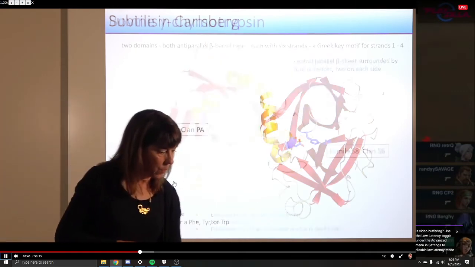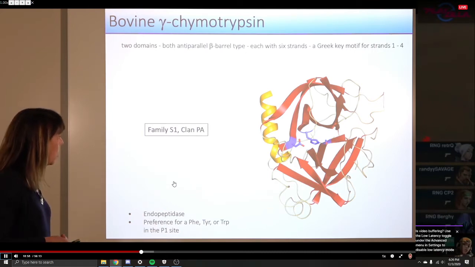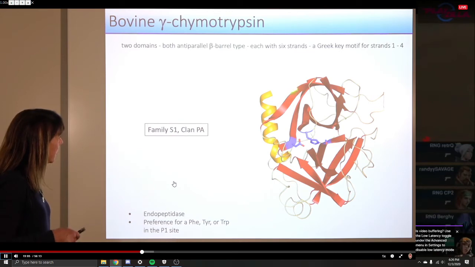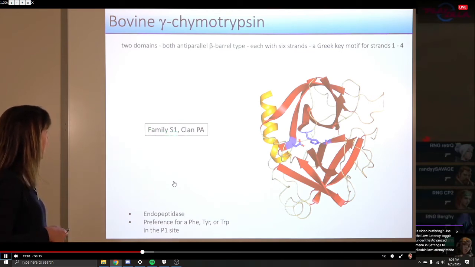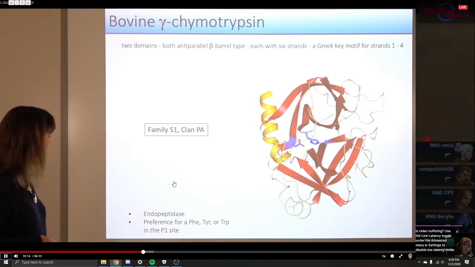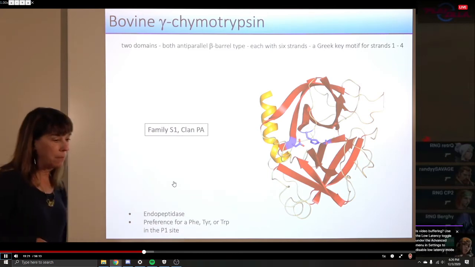Now let's go ahead and look at bovine gamma chymotrypsin. Completely different structure. It has an antiparallel beta barrel. It has a Greek key motif, no less, in each antiparallel beta barrel. But the important point is this is family S1, clan PA, not that that matters. But look at this, it's an aspartate, a histidine, and a serine. There you go. It's an endopeptidase as well. And the preference is for a phenylalanine, a tyrosine, or a tryptophan in that P1 site.